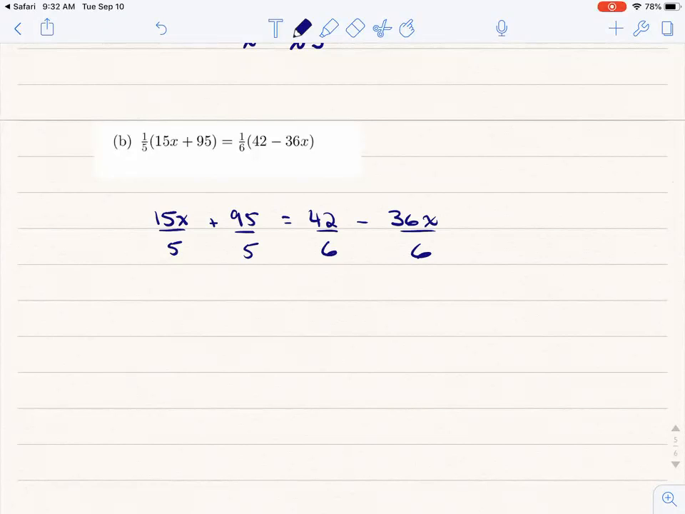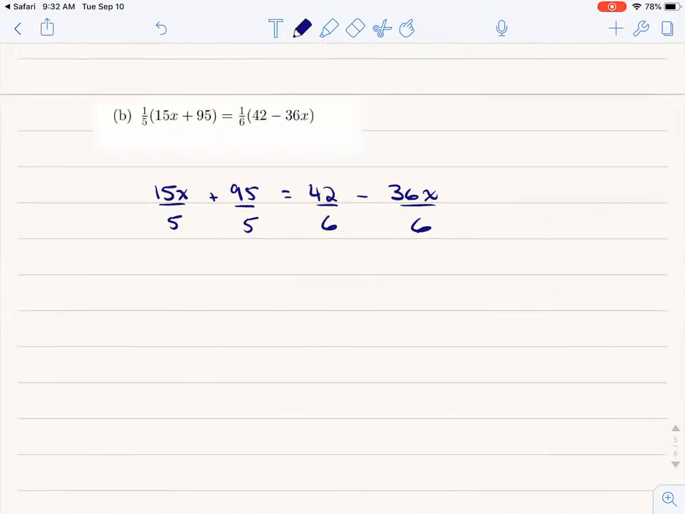What's nice about these is they're all divisible by 5 and then 6 respectively, right? So it's not that bad. So we've got 3x, right? 15 over 5x is 3x plus 95 makes 19. Just double check. It does. 42 divided by 6 is 7 minus 6x.